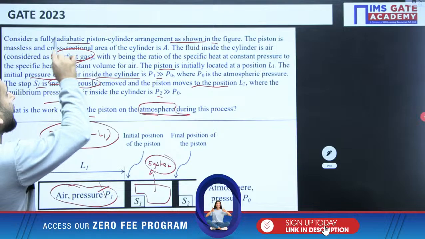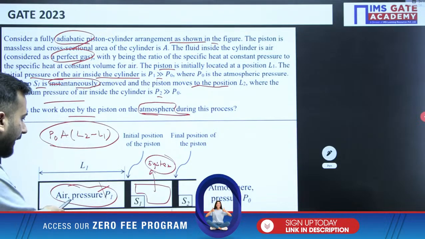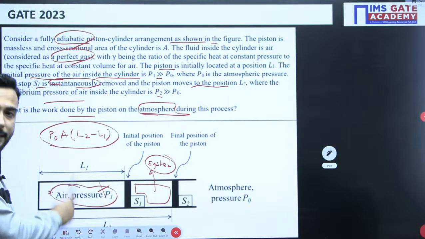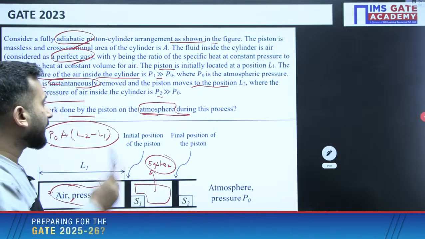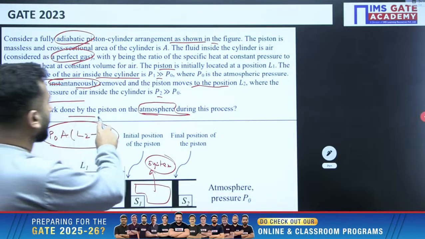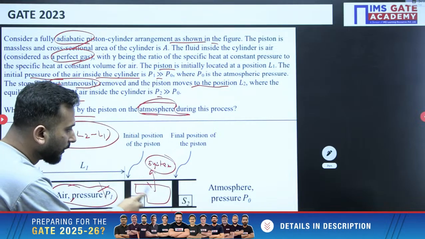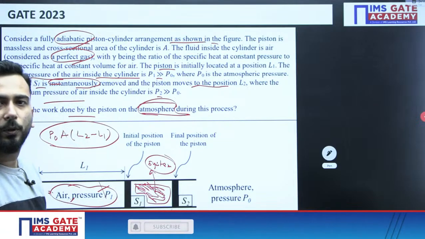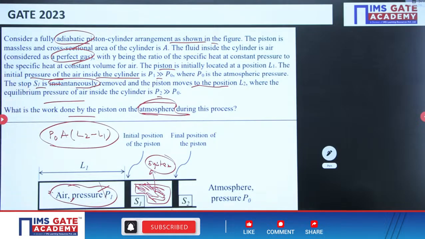First you will think that it is an adiabatic piston, so the work done will be adiabatic. Yes, the work done by the air inside the cylinder will be adiabatic, but don't take adiabatic as the answer, because he is not asking you that. He is asking what is the work done by the piston on the atmosphere. That means this is your system, and this system is undergoing a constant pressure process, that is P naught into del V is the work done.